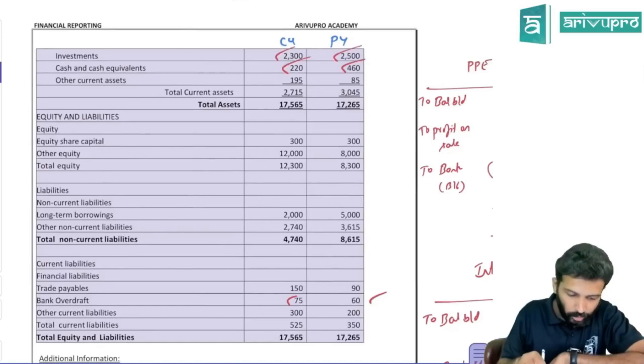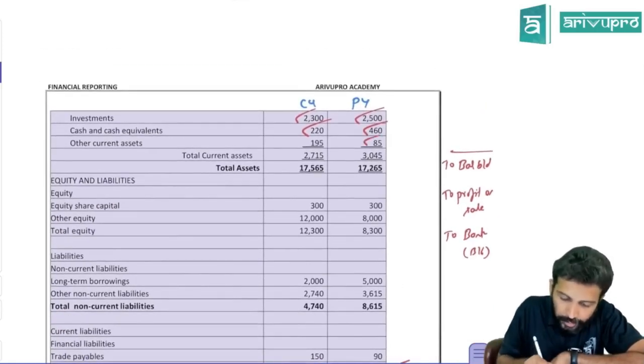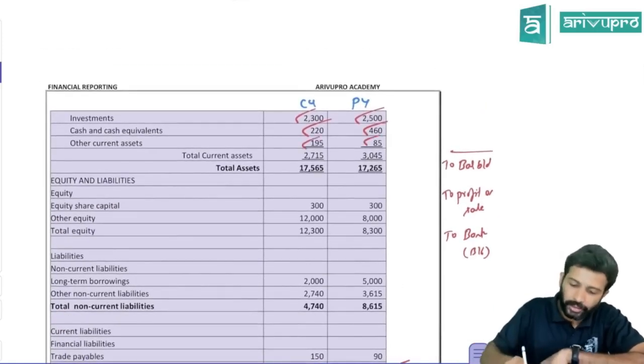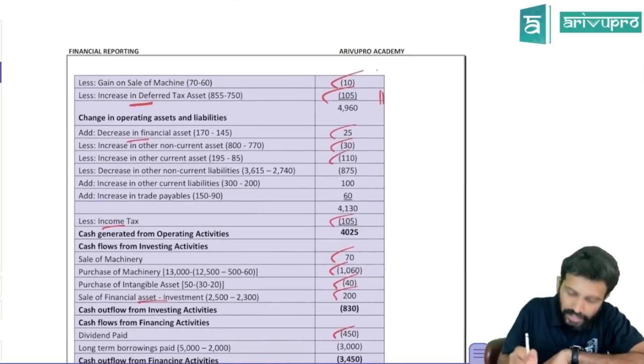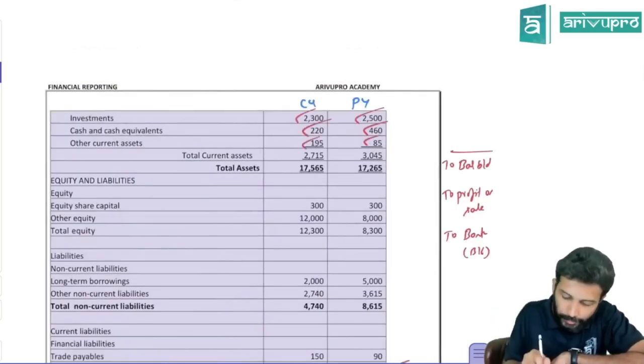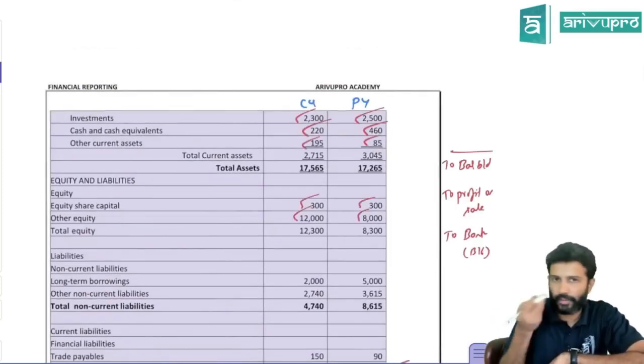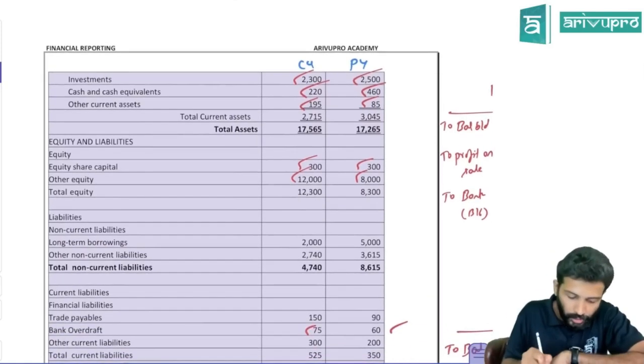Great. Next, what? Other current assets. 85 has become 195. So it has increased by 110. So increase in current assets means minus, which they have deducted. Next, share capital, no change. Great. Other equity we don't want. We want profit before tax, which we have got.